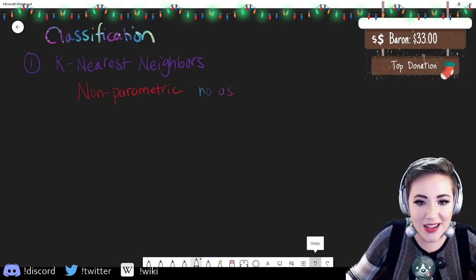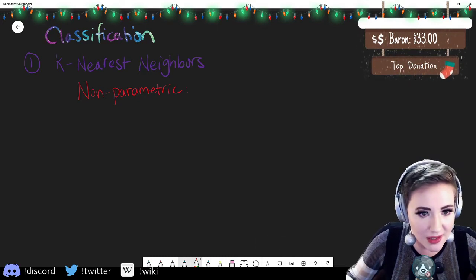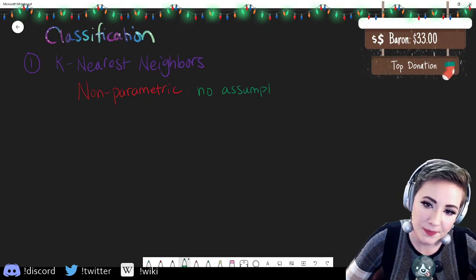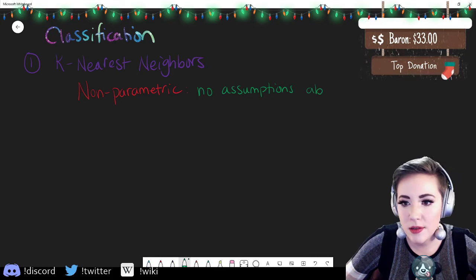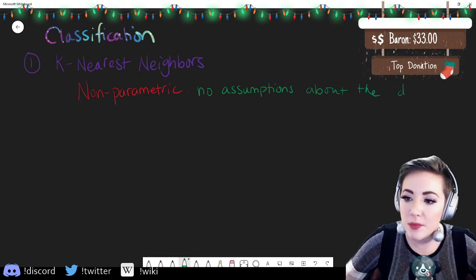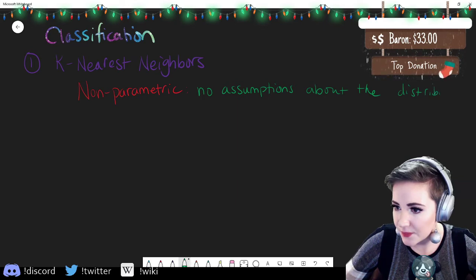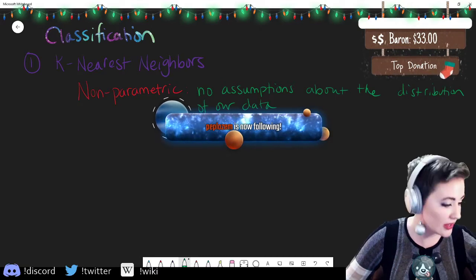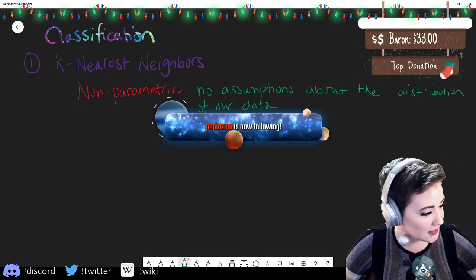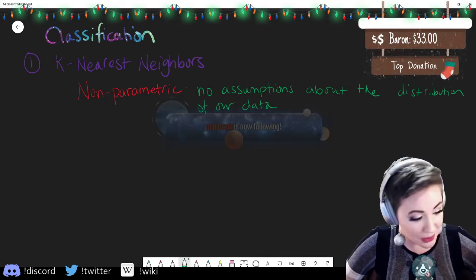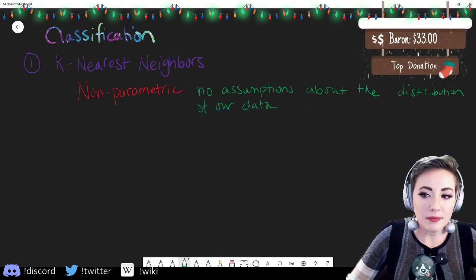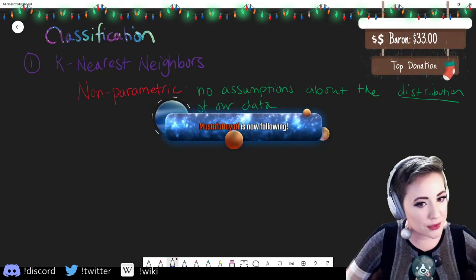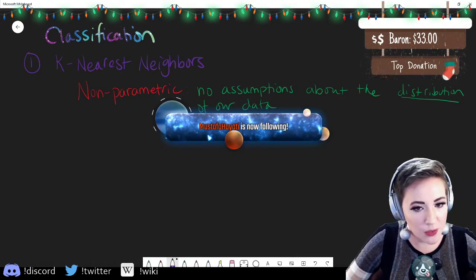I will use green because it's holiday themed. No assumptions about the distribution of our data. So what does that mean? That's a lot of fancy words. Let's break it down so everyone follows. And thank you for following. So distribution of our data. Do you remember how when we were talking about linear regression, I mentioned that one of the problems, it makes an assumption.